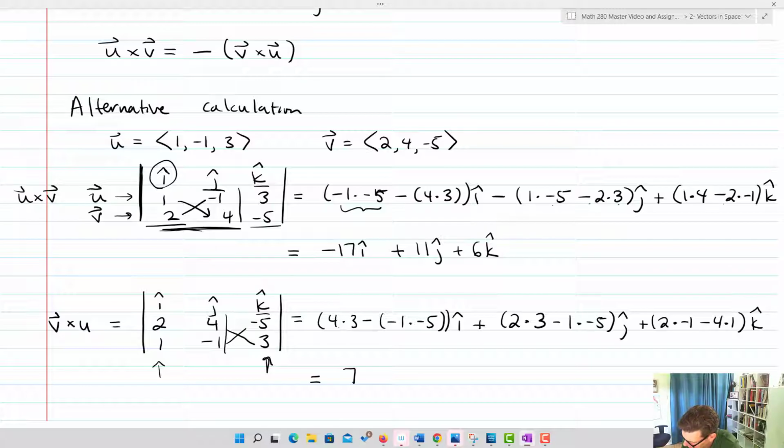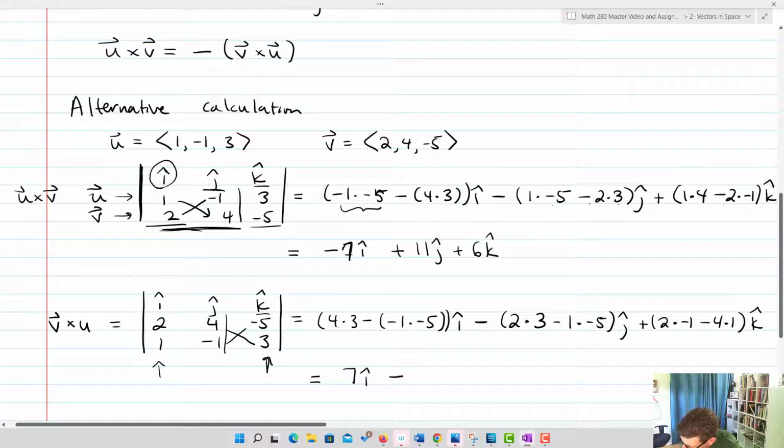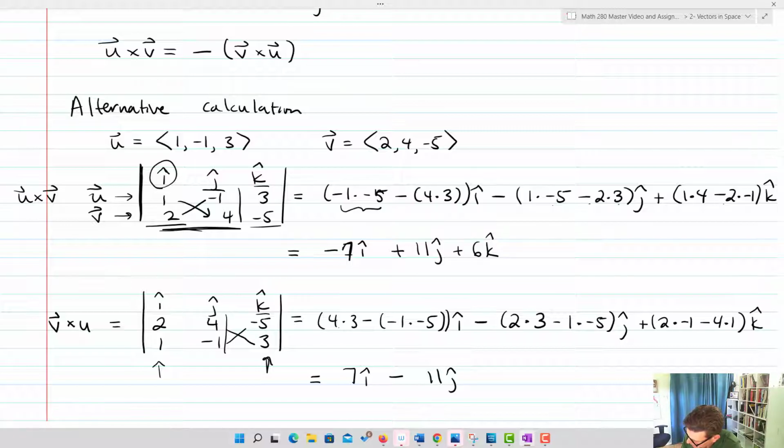So that's 7i. Or, excuse me, this should have been -7i. Sorry. And then we have 6 plus 5, and this is a minus, right? Because it's the j. So this is minus 11j. And then -2 minus 4, so minus 6k. Okay, sorry about that. That should have been a -7i. I ended up subtracting 5 instead of adding 5.